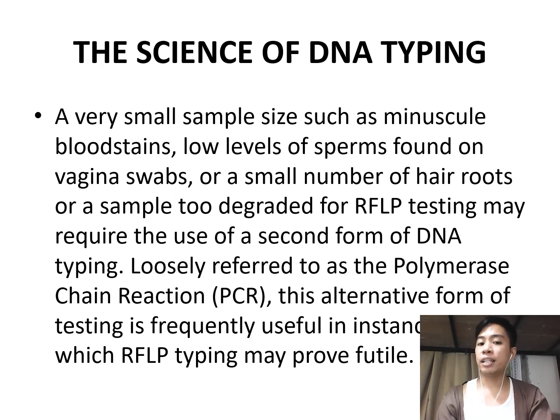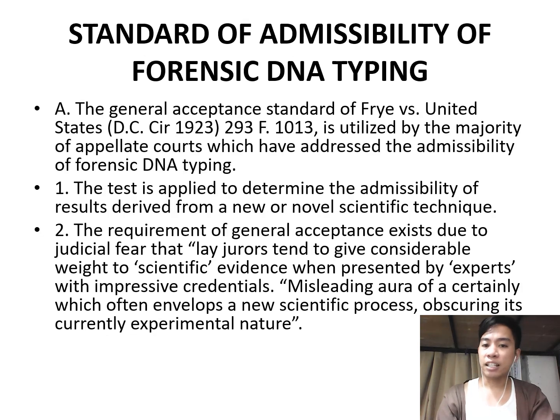Pwede pa rin gamitin natin ang polymerase chain reaction kung saan yung napaka-konti na lang na sample na yun ay i-PCR chain natin. So, i-identify natin yung kanyang mga DNA sequences and i-further validate natin. And eventually, yung DNA sequences na yun, pag nag-match doon sa DNA sequence ng suspect, automatic yun. Okay? And then in here, paano po siya tinatanggap sa korte?